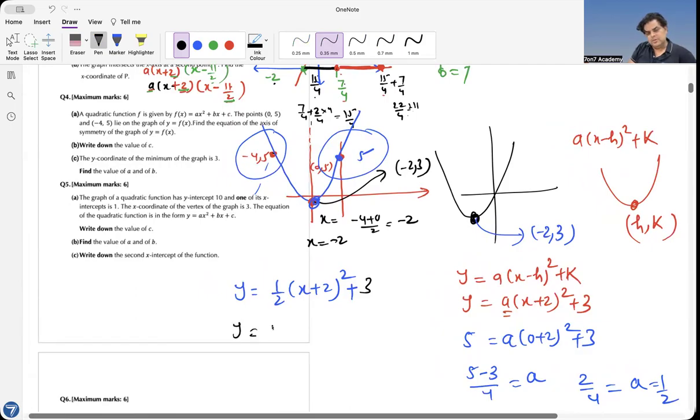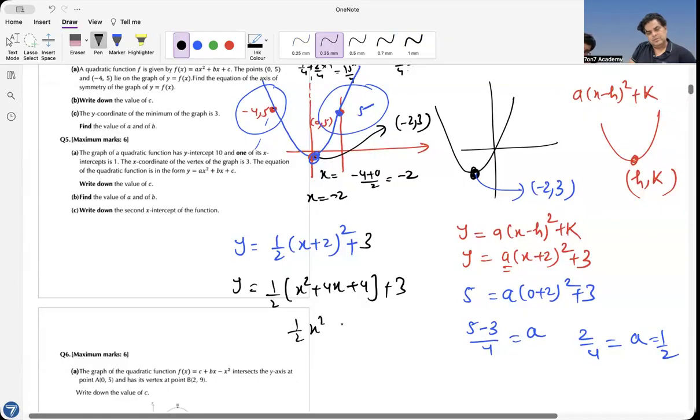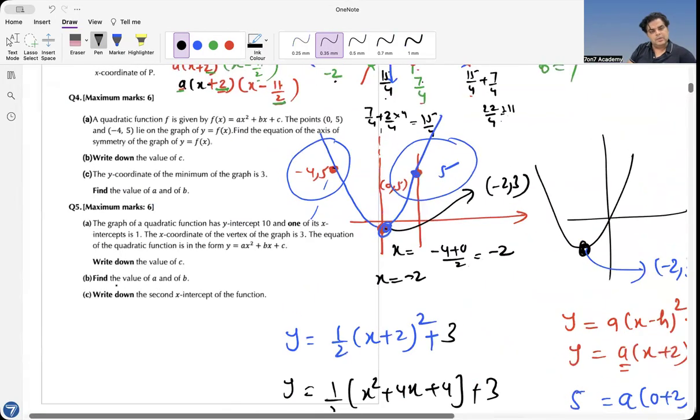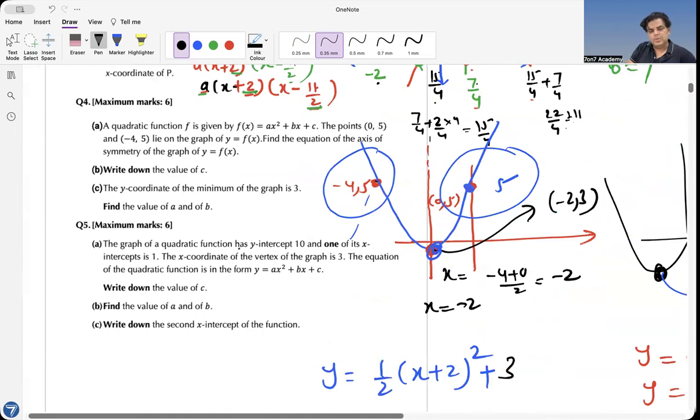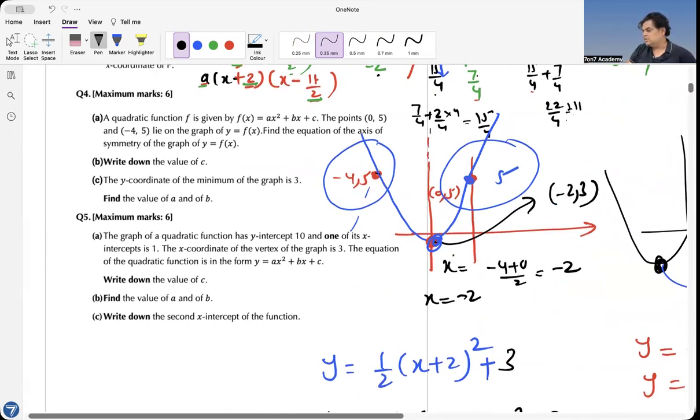So you will get y is equal to half, then x square plus 4x plus 4, plus 3. So half x square plus 2x plus 2 plus 3, which is half x square plus 2x plus 5. So 5 is the y-intercept, and it's correct. You can open the bracket and check it. You can draw that and see whether these points come inside or not. There are many ways of verifying.